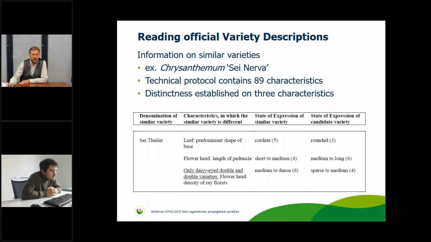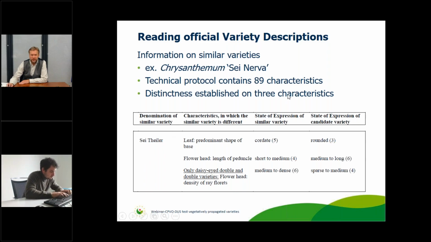At the end of the variety description, you always have a chapter with information on similar varieties. We have here the example of the chrysanthemum variety Nerva. The protocol contains 89 characteristics. There was a similar variety identified, Taylor.